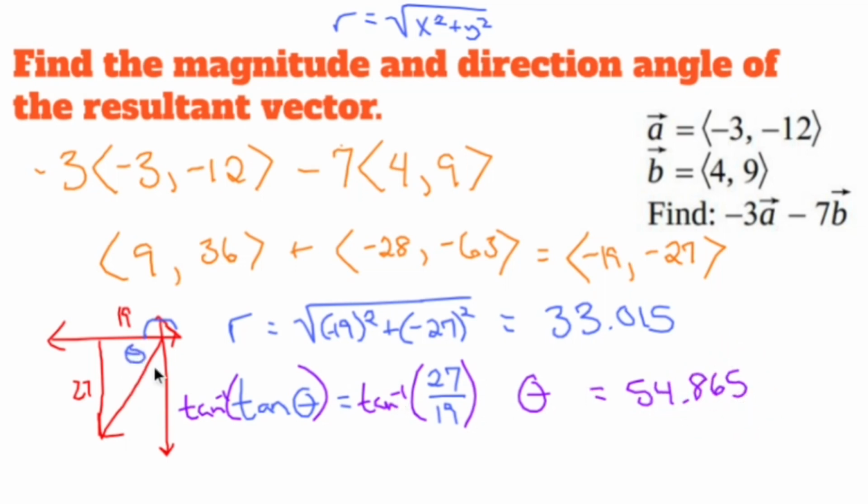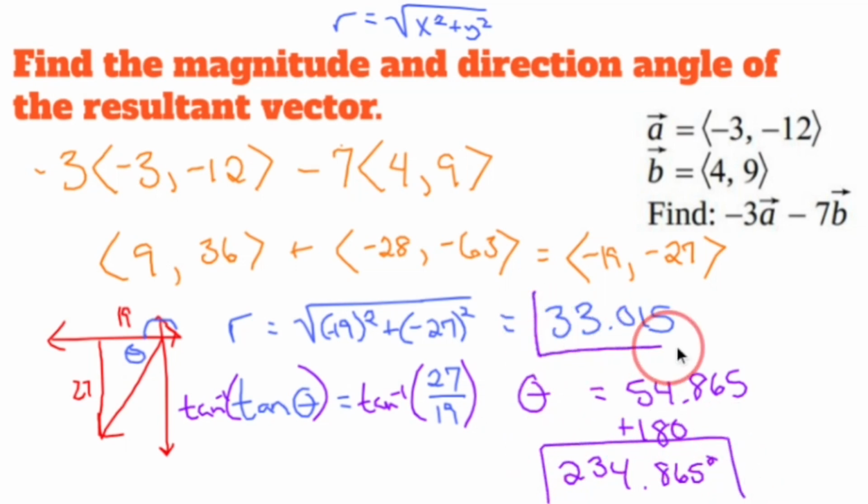Now that's just this part here. In order to get the direction angle, I have to include the fact that it starts over on the right side of the x-axis and winds its way around counterclockwise. So 180 plus this is going to give me 234.865 degrees. So that's my direction angle. This is my magnitude. And that's the problem. Done.